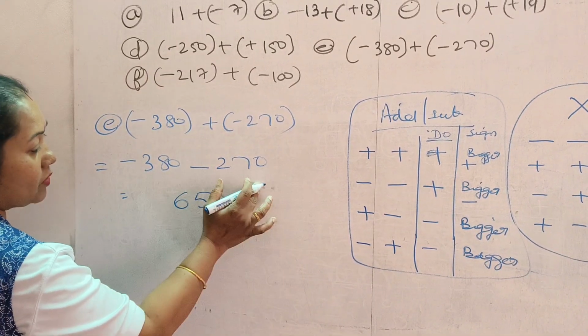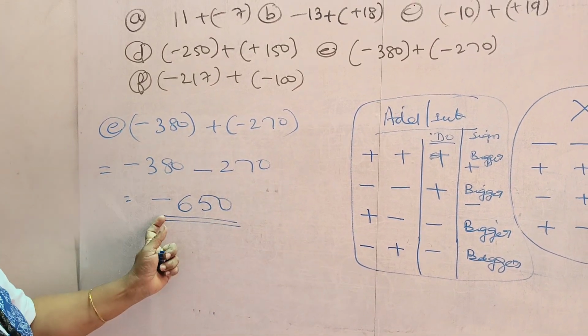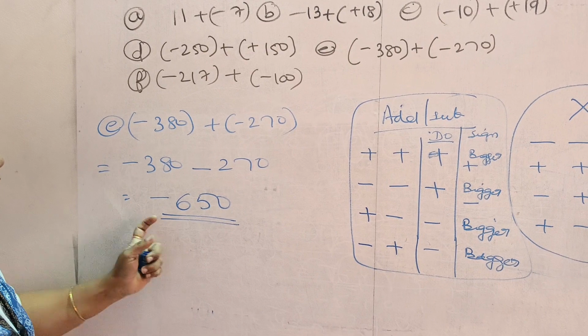Here both are of the same sign, so we will put the sign as minus. Both are of minus sign only. So the answer is minus 650.